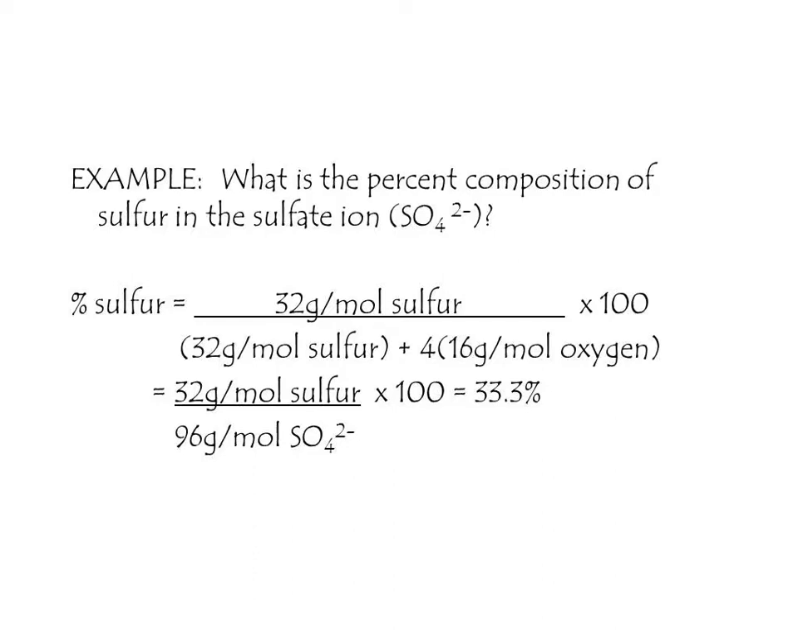So for example, if we were to look at the sulfate ion, it's 1 sulfur and 4 oxygen. So if I were to take the molar mass, I would have to take 1 sulfur, which is 32 grams, and add 4 oxygens, which is 4 times 16 grams per mole. And that would give you 96 grams per mole. But I'm looking for sulfur. So since there's 1 sulfur, I know the mass of 1 sulfur is 32 grams. I would take that 32 grams and divide it by the total mass times 100, which means it has 33.3% sulfur in a sulfate ion.